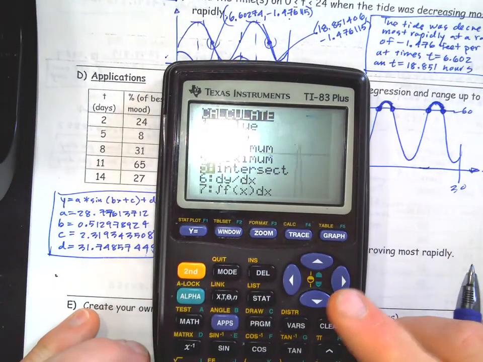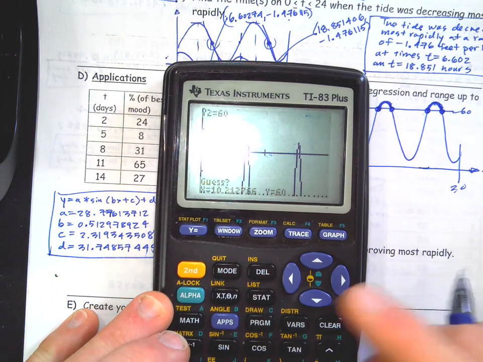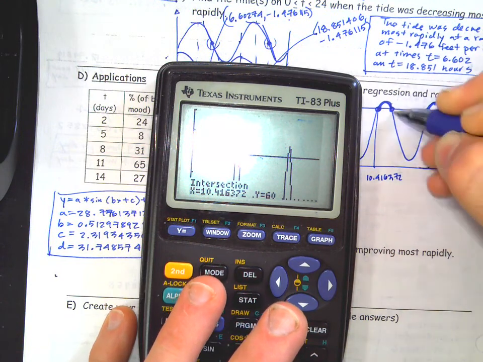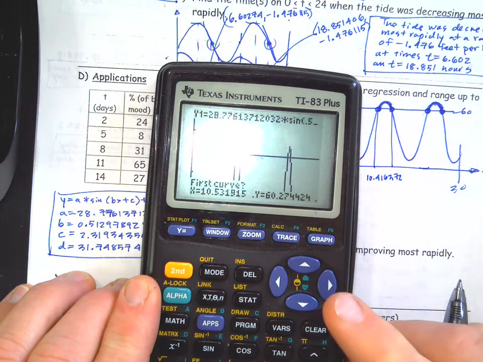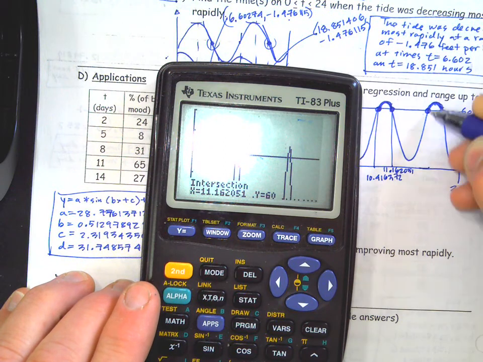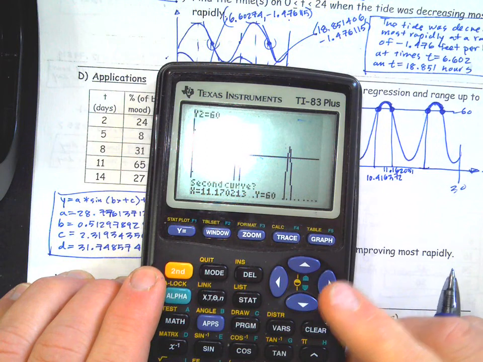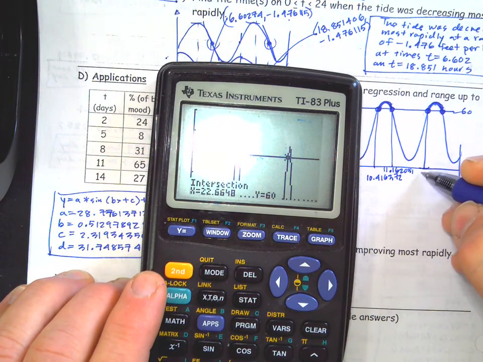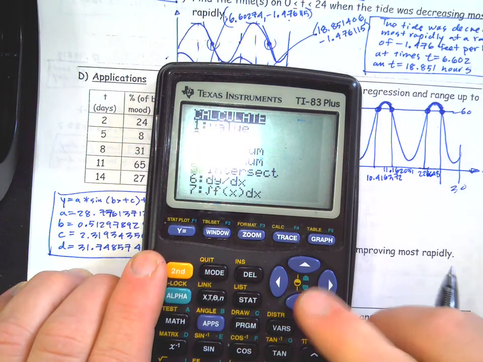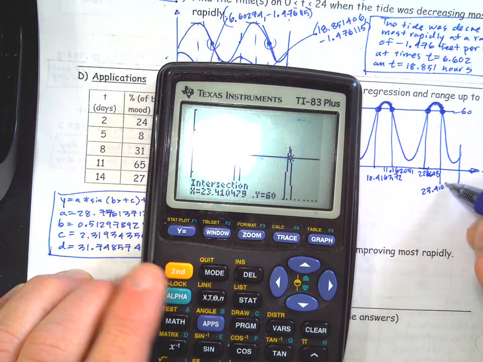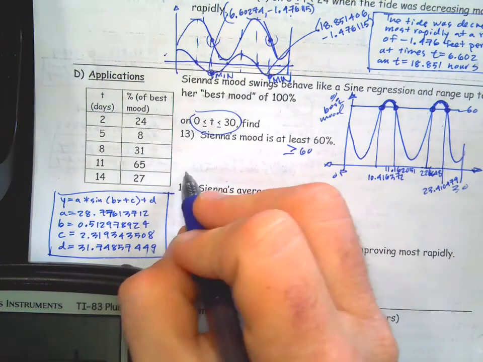Second calculate, number 5 intersect, first curve, second curve. Guess to the left of that. So that's 10.416372. And second calculate, intersect, first curve, second curve, guess. That is 11.162051. Second calculate, intersect, first curve, second curve, guess. 22.6648. And then this guy, second calculate, intersect, first curve, second curve, guess. 23.410479.